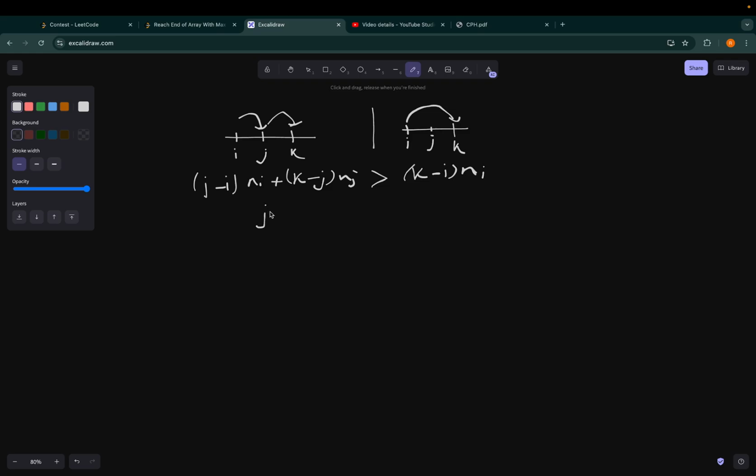you'll get (j minus k) times nums[i] plus (k minus j) times nums[j] should be positive. That implies that (j minus k) times nums[i] is less than (j minus k) times nums[j]. Basically I took this term to the other side and multiplied it by minus 1. Now you just cancel j minus k on both sides, and you get nums[i] should be less than nums[j]. That's the condition.